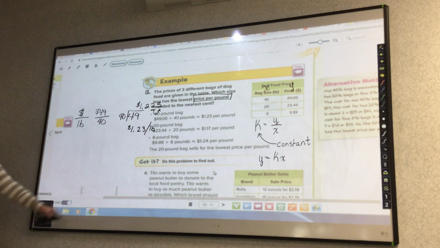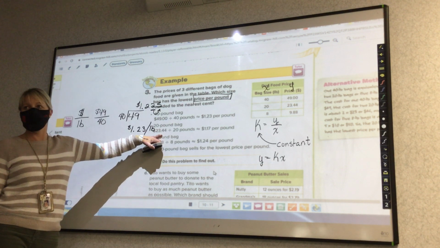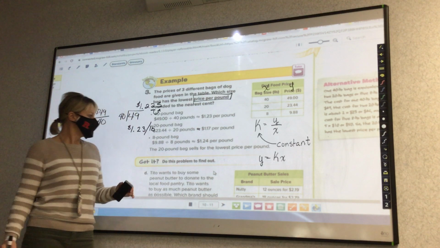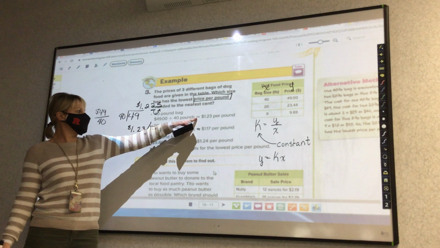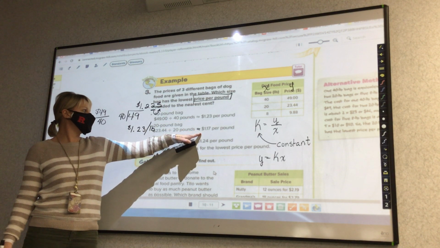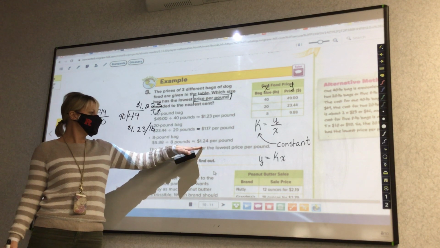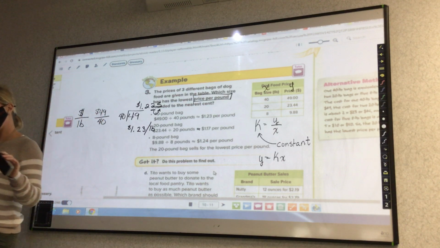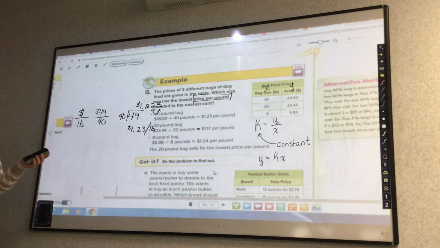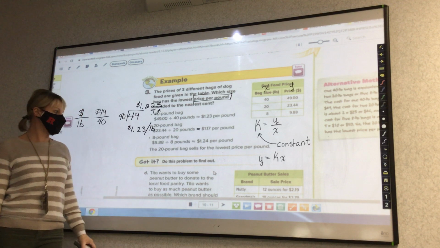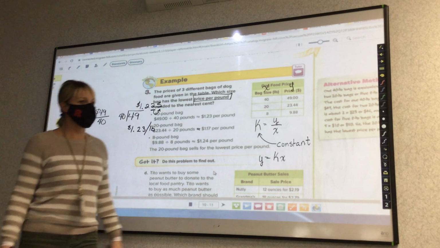Then we go down, and you see how they just keep doing it for us, right? And we have these squiggly lines because they rounded everything. So if it's $1.23 per pound for the 40-pound bag, $1.17 per pound for the 20-pound bag, or $1.24 for the 8-pound bag, which bag is a better deal? The middle one, which is the 20-pound bag, correct? Yes. Because it's cheaper. Only a few cents, but it is still cheaper per pound. Go on down to the next chart.